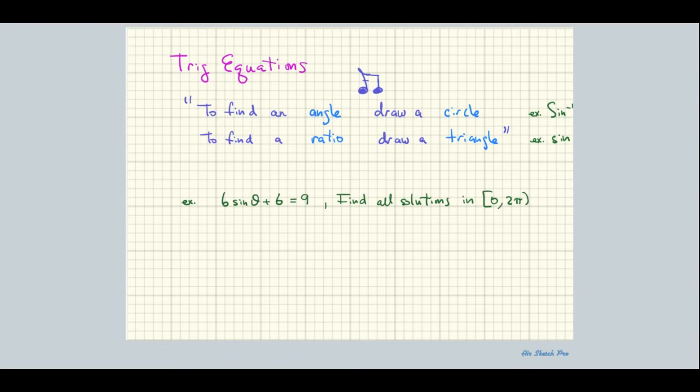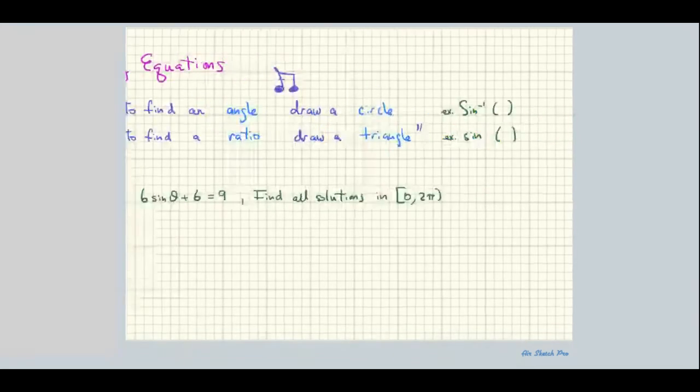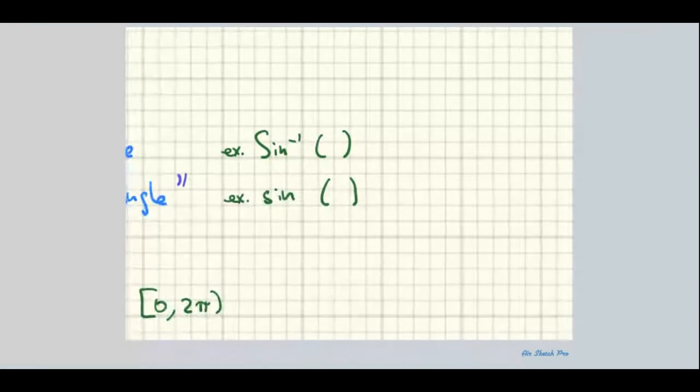Now, how do you know if you're looking for an angle? Well, maybe they're saying find theta. That's a good clue. Or you'll see things that look like angles. What looks like an angle? Any arc trig. Arc sine, that's an angle. That's theta equals that arc. That's the angle with the sine of.